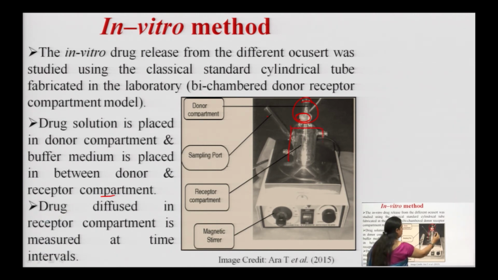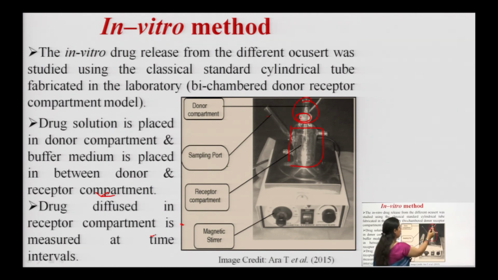This is the magnetic stirrer to give the ambient condition, like the eye. If you are preparing a formulation for the eye, then you have to maintain conditions as well, like temperature and movement of the tear fluid in the eye. All these considerations need to be put in while experimenting, right.